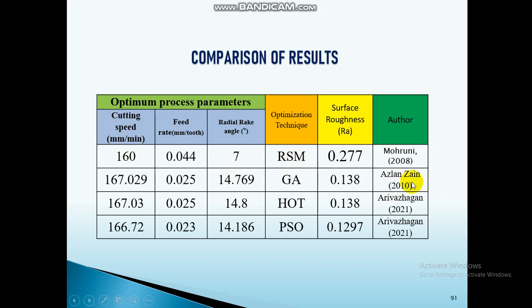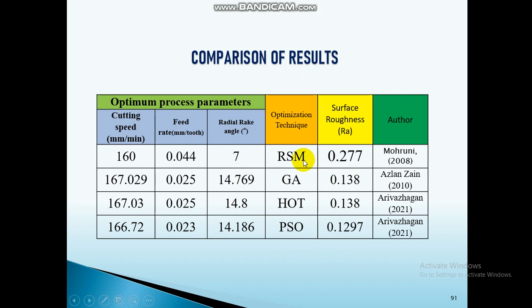And Zain in 2010 used the same regression equation, and he came up with the answer 0.138 using a genetic algorithm. Now I used this regression equation and the range, and I came up with the same answer, 0.138, using the HOT technique. So it is equal to the genetic algorithm. And I tested the same regression equation with the MATLAB PSO code also. It came up with the answer 0.129. So when compared to all other optimization techniques, PSO gives the best value.